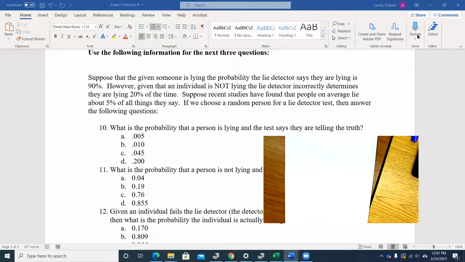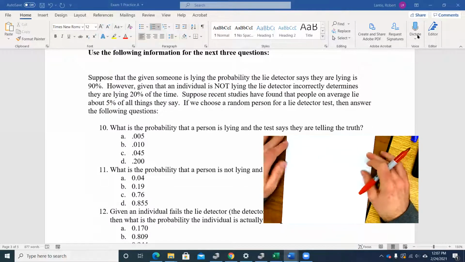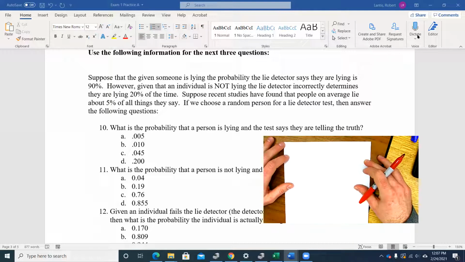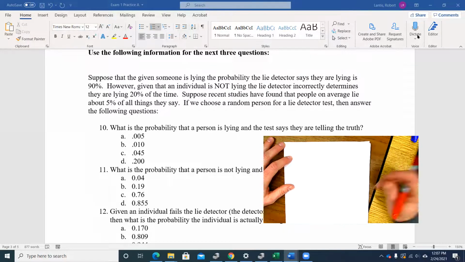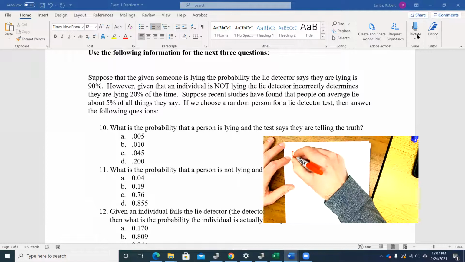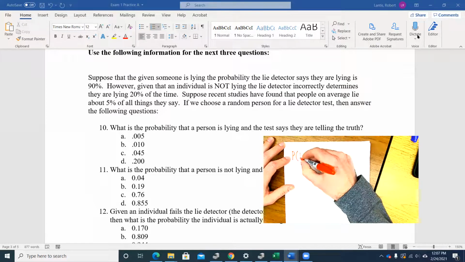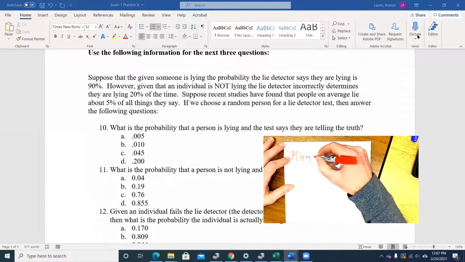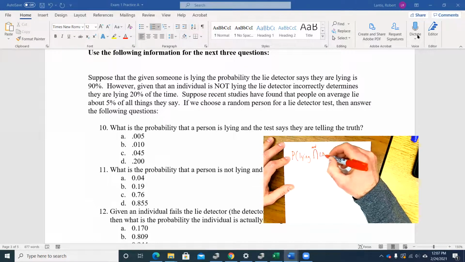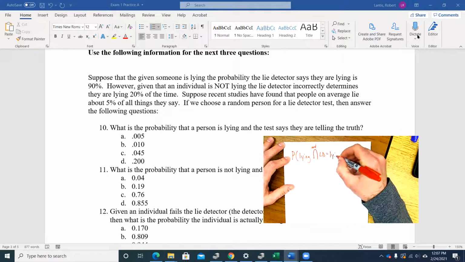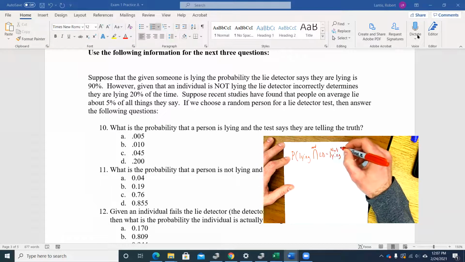Okay. So question 10, I would always approach these by just writing out what you're looking for. So question 10 is the probability that a person is lying, and the lie detector test says they're telling the truth, or not lying, right? So what we're looking for here is the probability that somebody is lying, and the lie detector test says they're telling the truth, so not lying.